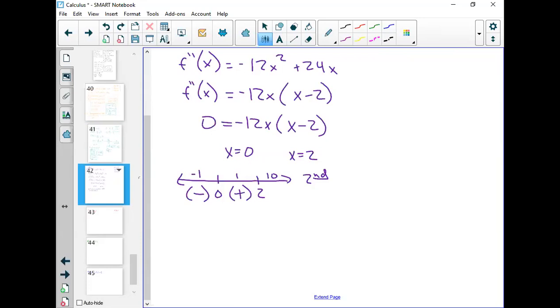And if you plug in 10, you're going to get a negative 120 times 10 minus 2 is positive. So negative times a positive is a negative. So both of these are inflection points. This is going to be concave down, concave up, concave down. I trust that you guys know how to write those intervals out, and x equals 0, x equals 2. So we're going to save some time.